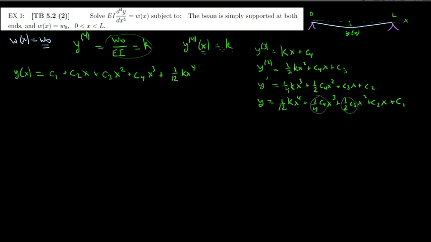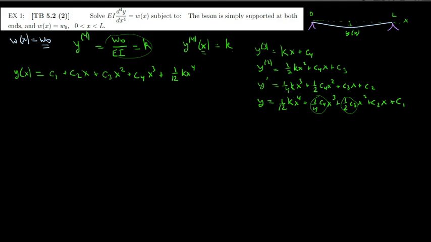Since this is just a constant, you're essentially just integrating 4 times. Of course, you could have solved the corresponding homogeneous equation where this is 0, and then the particular solution will be yp, which is just k again. So either way, you get the same result. This is the general solution, but now we need to find c1, c2, c3, and c4. To find these constants, we have to use the boundary conditions.